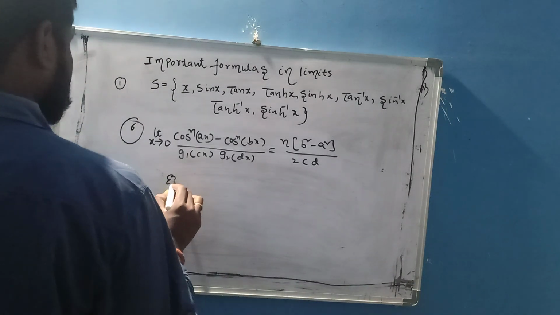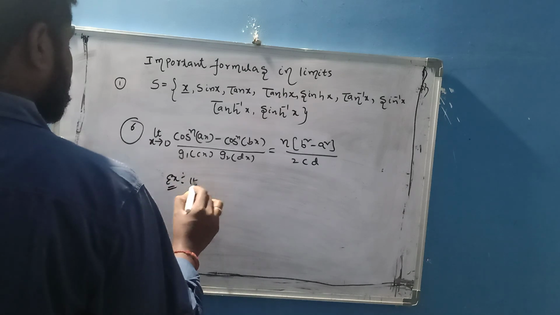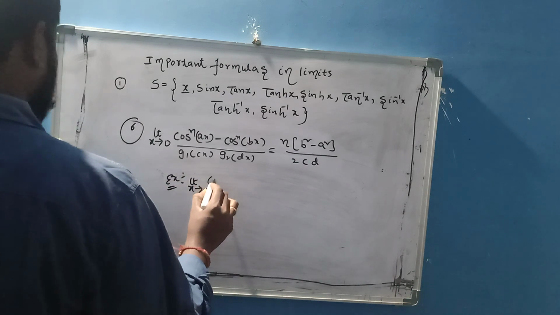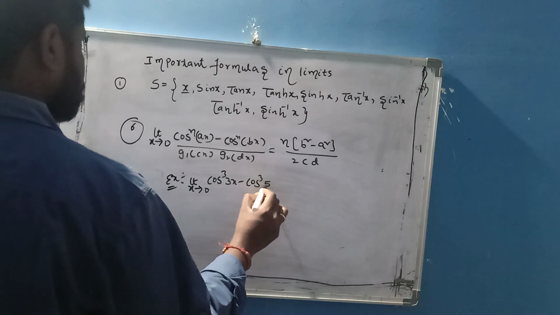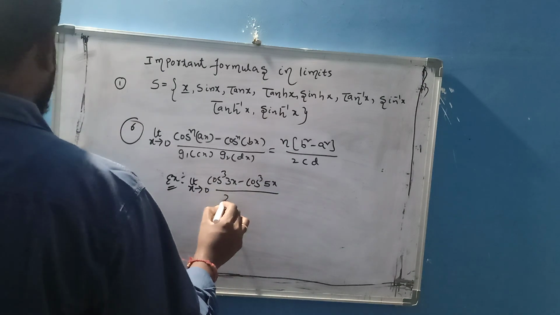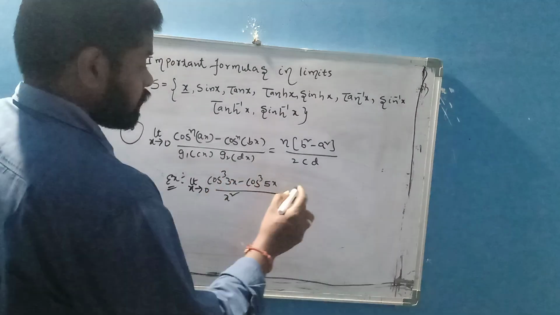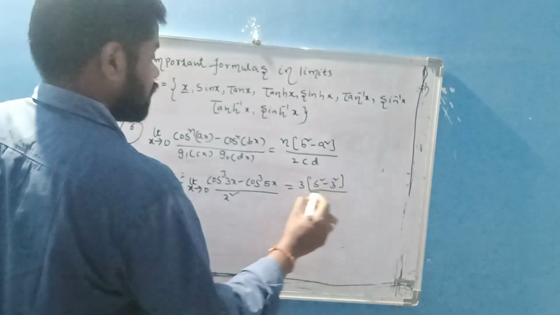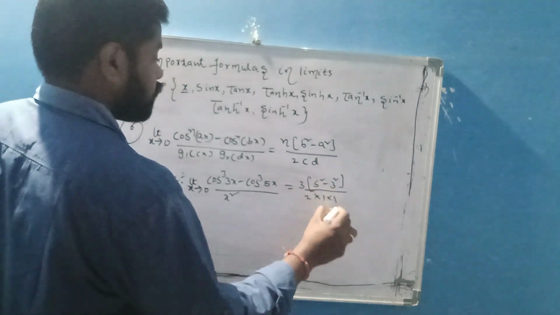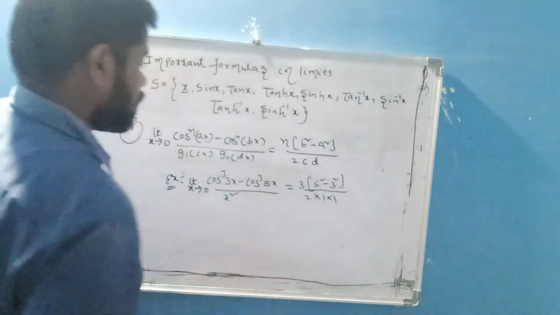Here is an example: limit x tends to 0, cos cube 3x minus cos cube 5x by x square. Here n is equal to how much? 3 into (5 square minus 3 square) by 2cd. Coefficients are 1 into 1. Simplify and you get the answer. Like this.